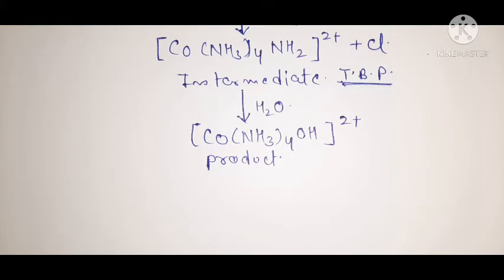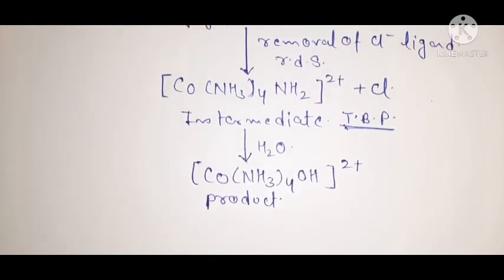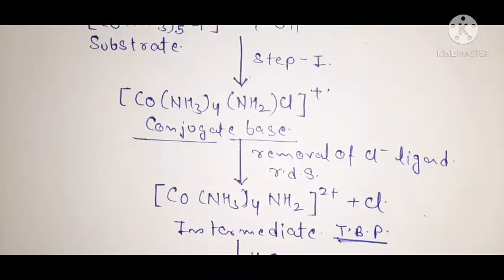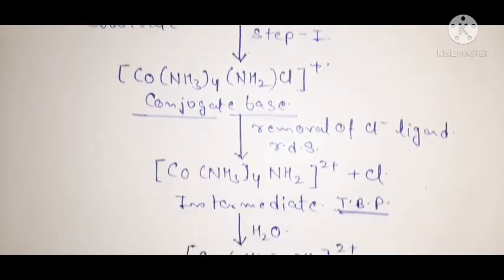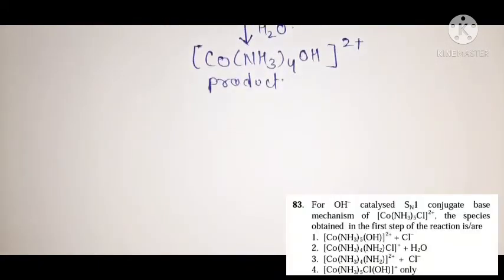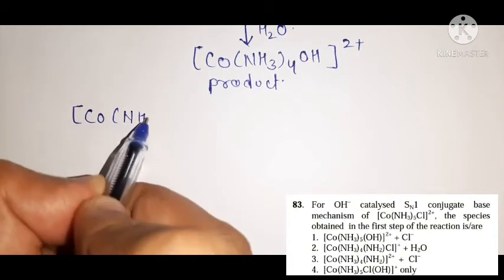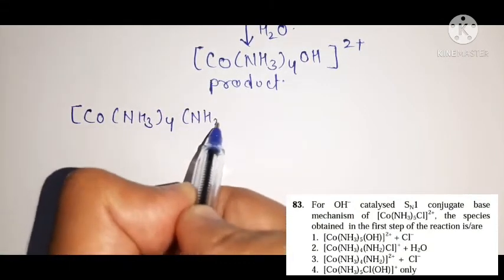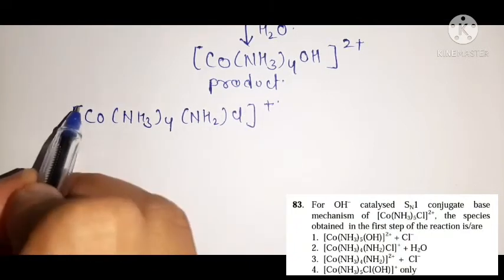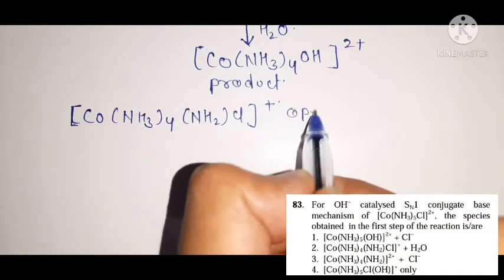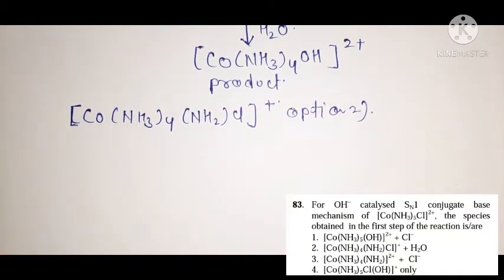Now in this question they may ask you what species is obtained in your first step. So this conjugate base is obtained in your first step. Understand? So the structure of this conjugate base is this. This species is obtained in your first step, and see in the corner, this is related to your option second. So option second is the correct answer of this question.